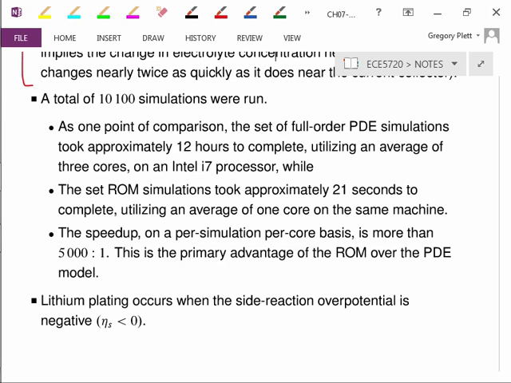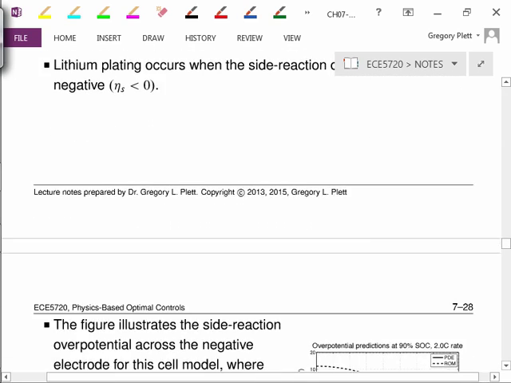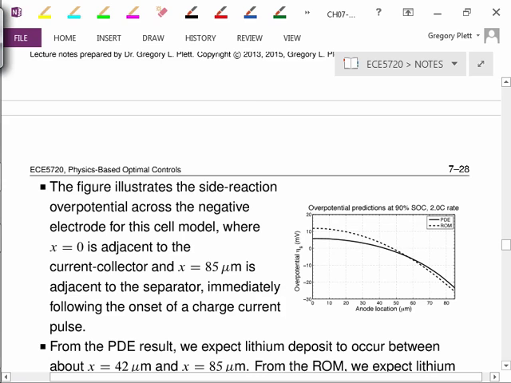Looking at the results, remember that lithium plating occurs anywhere the side reaction overpotential is negative. So if we plot, for example, a snapshot like we do here of what happens when we start at 90% SOC and we apply a 2C pulse, the solid line shows the overpotential versus anode location of the PDE, and the dotted line is the same result for the reduced order model. And remember that 0 is the critical point.